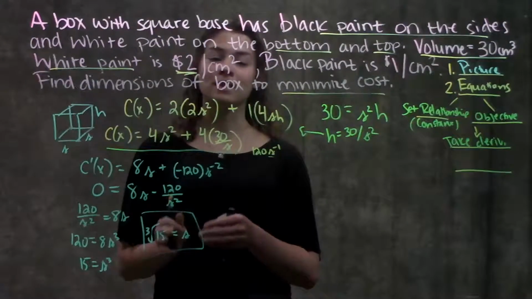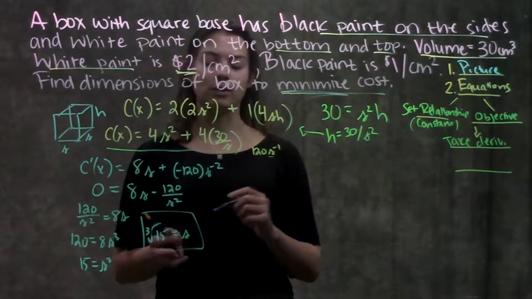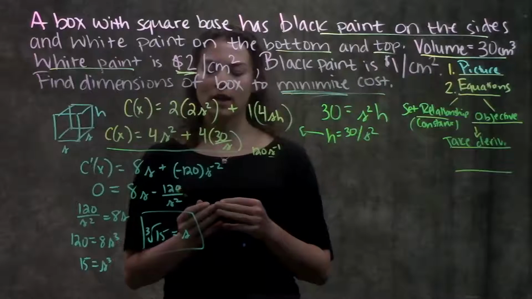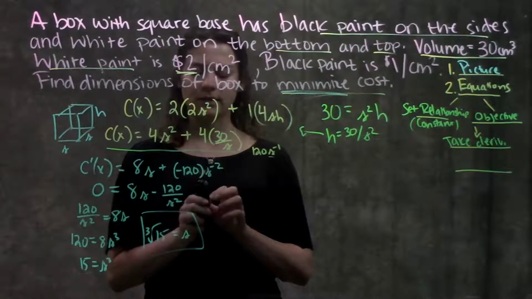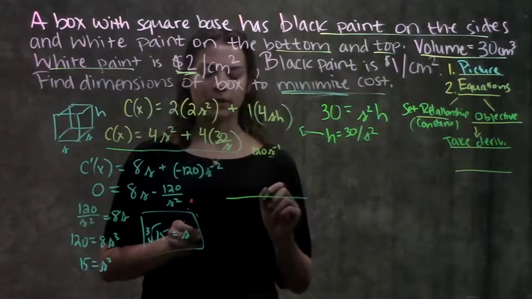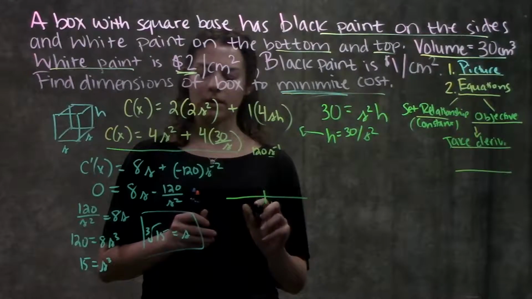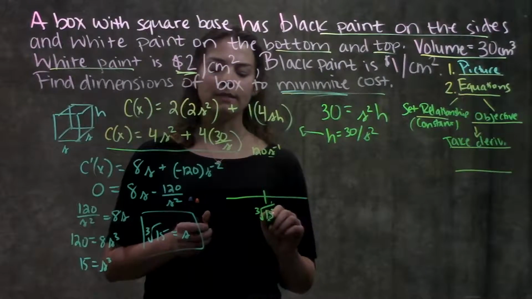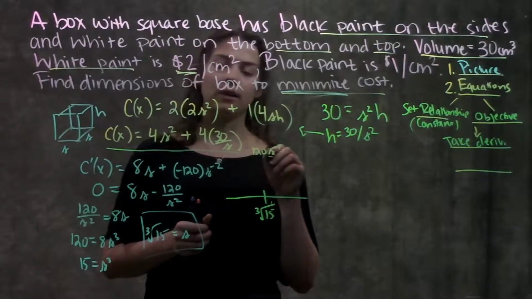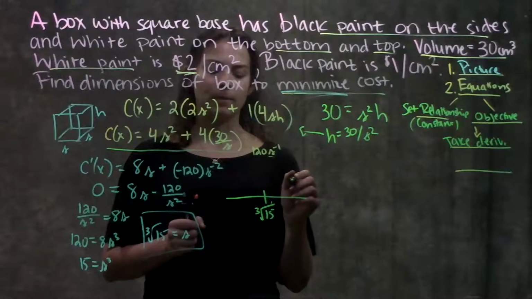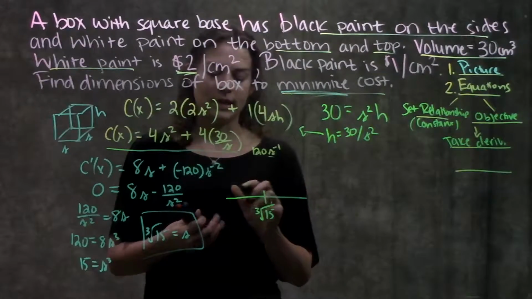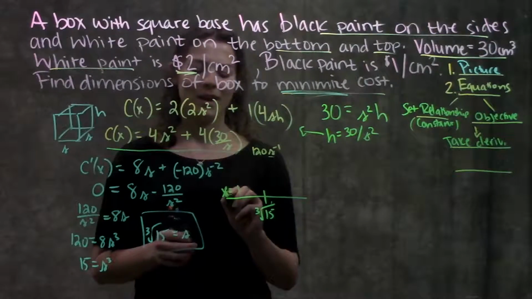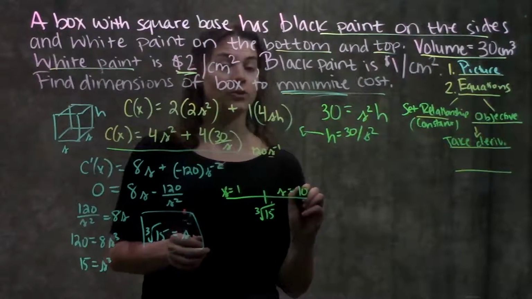Now to verify that this is the minimum cost, because we don't want to find a maximum, we can do our first derivative test. If you remember, for the first derivative test to find our min and max, we put in our critical point, which in this case is the cube root of 15. We plug in a value lower and a value higher than this number. I don't really know what the cube root of 15 is, but let's try s equals 1, and maybe s equals 100.